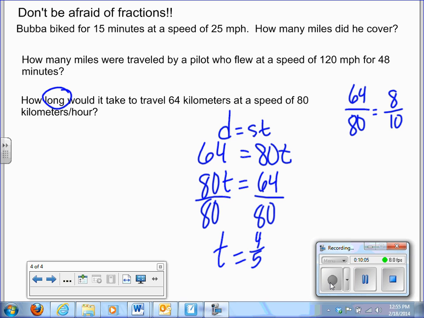Now, would we say I'll be there in 4/5 of an hour? No, right? We would probably say 4/5 of an hour equals, what did we say earlier? 4/5 of an hour equals 48 minutes. So not quite an hour, which makes sense because we're not even traveling our speed, which is 80 kilometers in 1 hour. We're not even going 80 kilometers, so it makes sense that our answer is less than 1 hour.